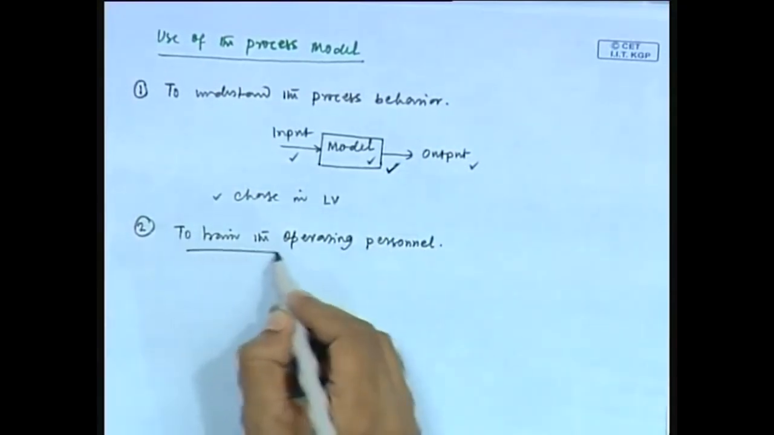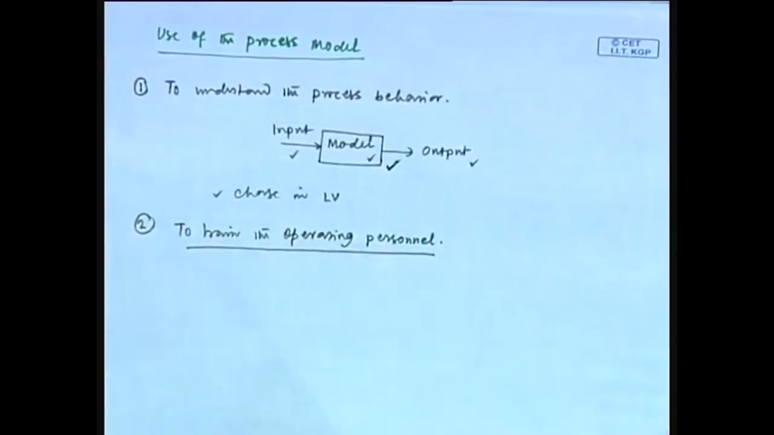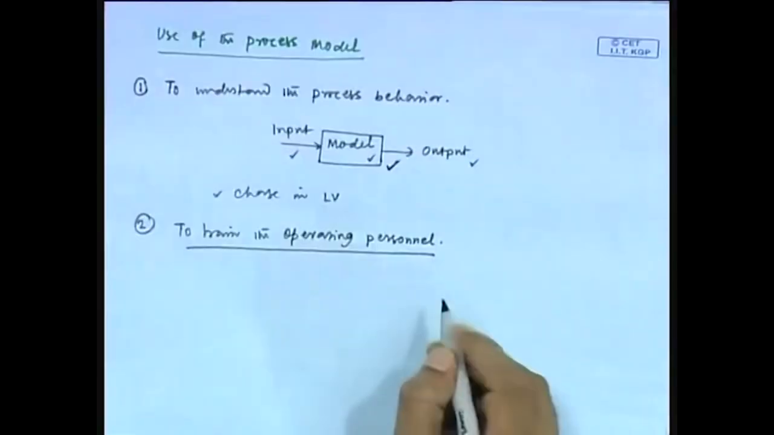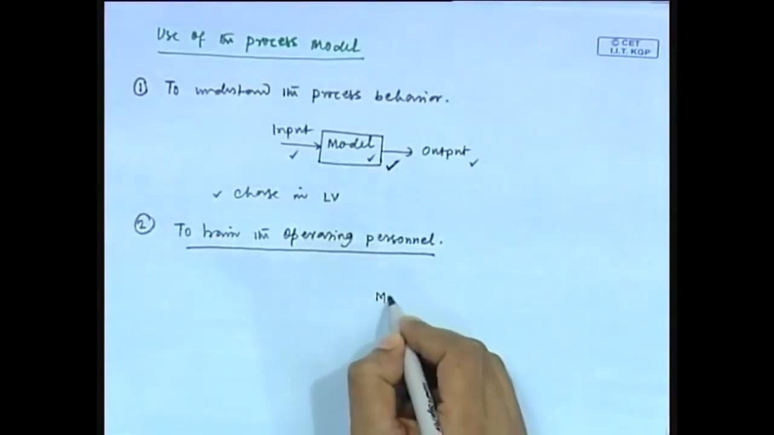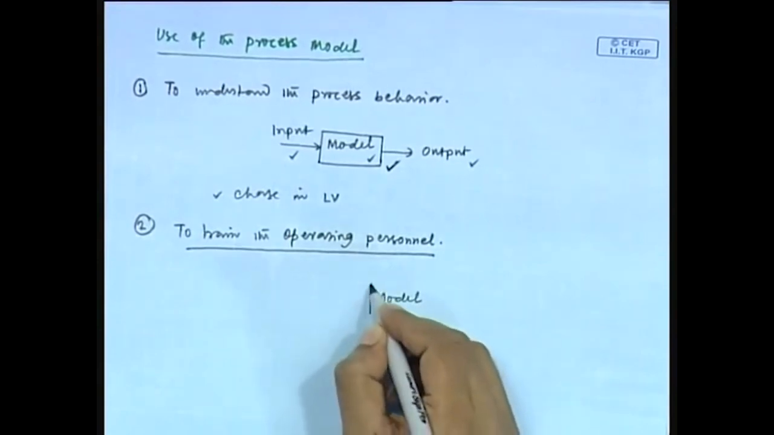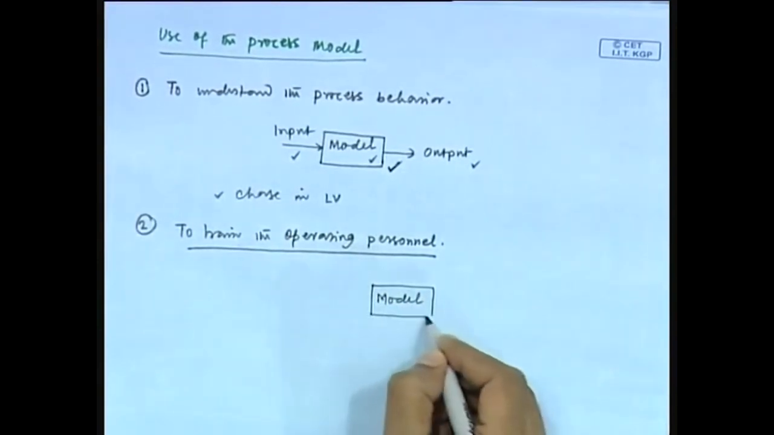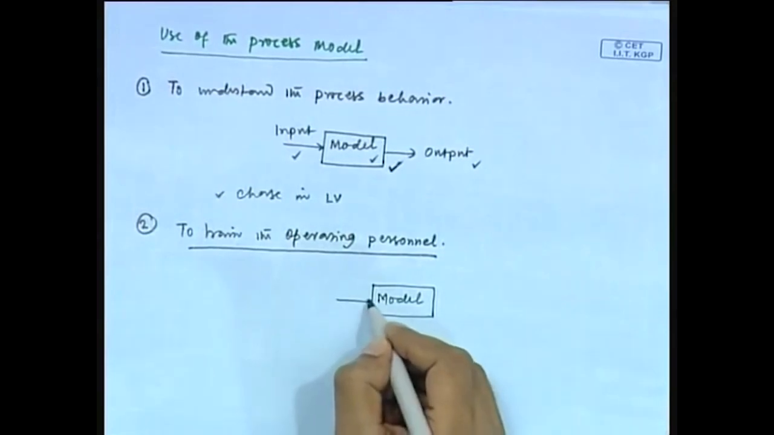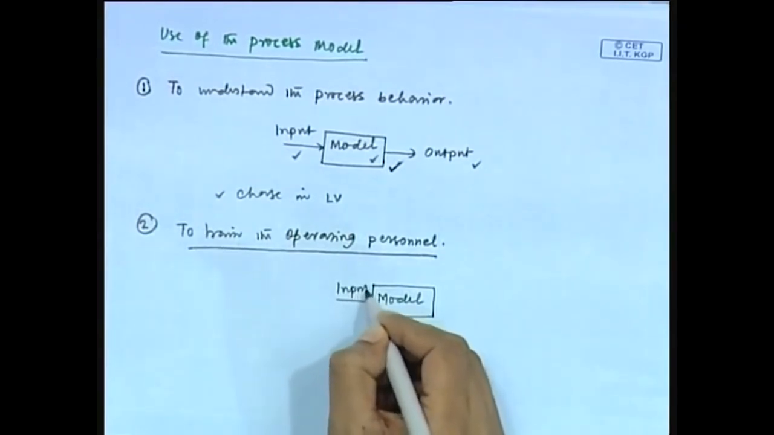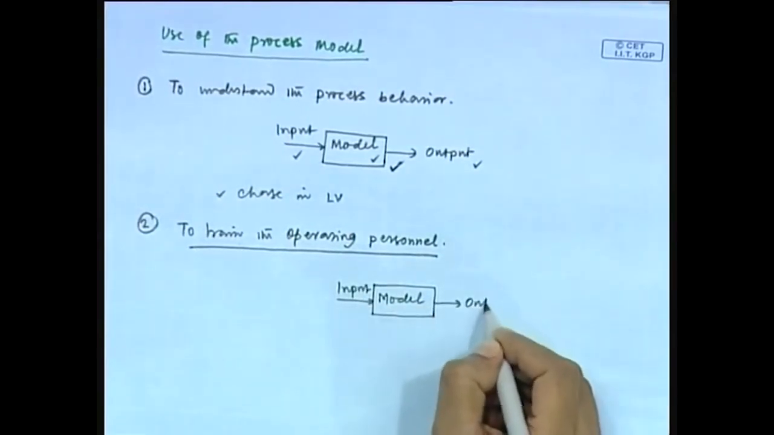The model we can use for training purpose without running the experimental setup or without running the plant. Suppose we have the model structure, same thing which we have drawn earlier. We have some input, we have output.